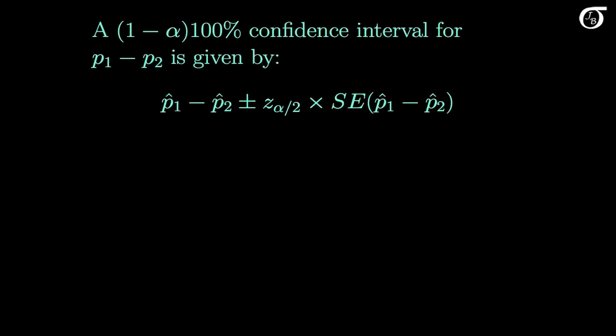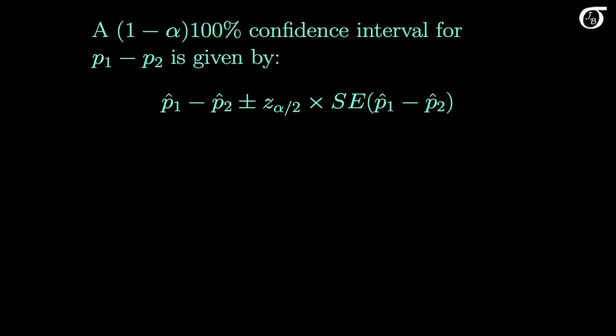If those assumptions hold, a 1 minus alpha times 100% confidence interval for P1 minus P2 is given by this formula. We start with our best estimate of P1 minus P2, which is P1 hat minus P2 hat, and we add and subtract this margin of error. The margin of error is made up of the z sub alpha over 2 value, which we've discussed in great detail previously, times the standard error of our estimator, P1 hat minus P2 hat.